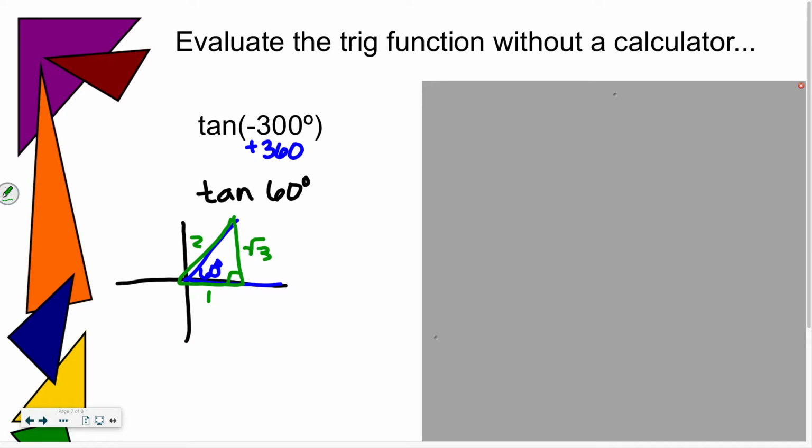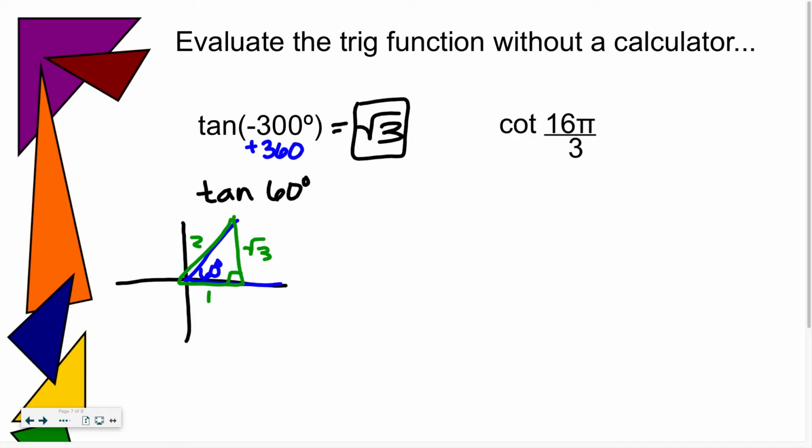And tangent would be opposite over adjacent, or y over x, either way you see it. So you would say square root 3 over 1, which is just square root 3, done. Cool. Okay, one more, and then you're done.